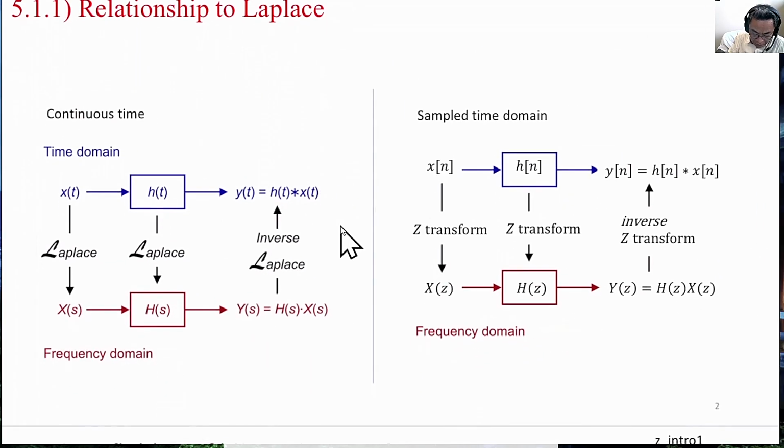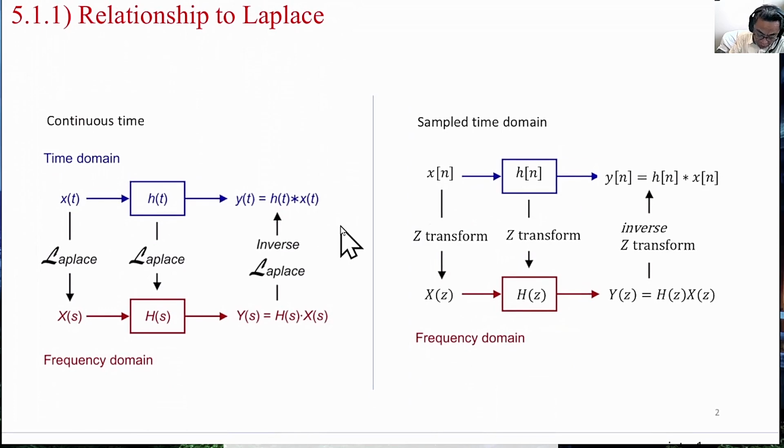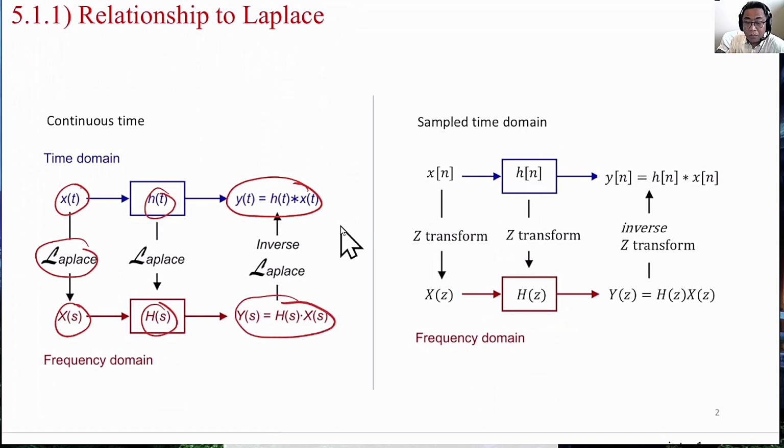The relationship of Z transform is very similar to the Laplace transform. In the previous lectures, we have converted x(t) into X(s), h(t) into H(s), and the convolution operation in time domain becomes a multiplication. That was one of the main reasons why we are interested to perform transformation, because transformation allows us to turn convolution, which is a very expensive business, into multiplication.